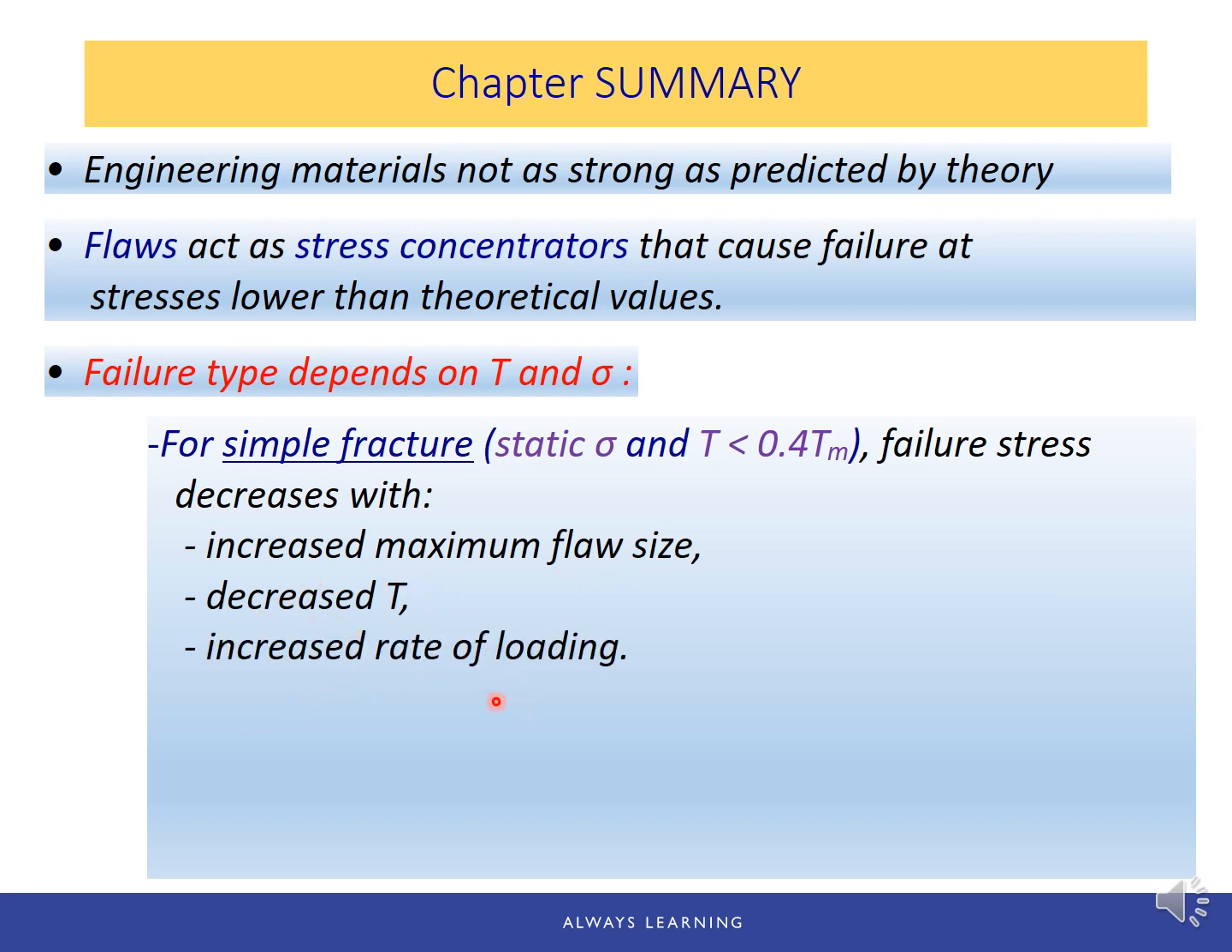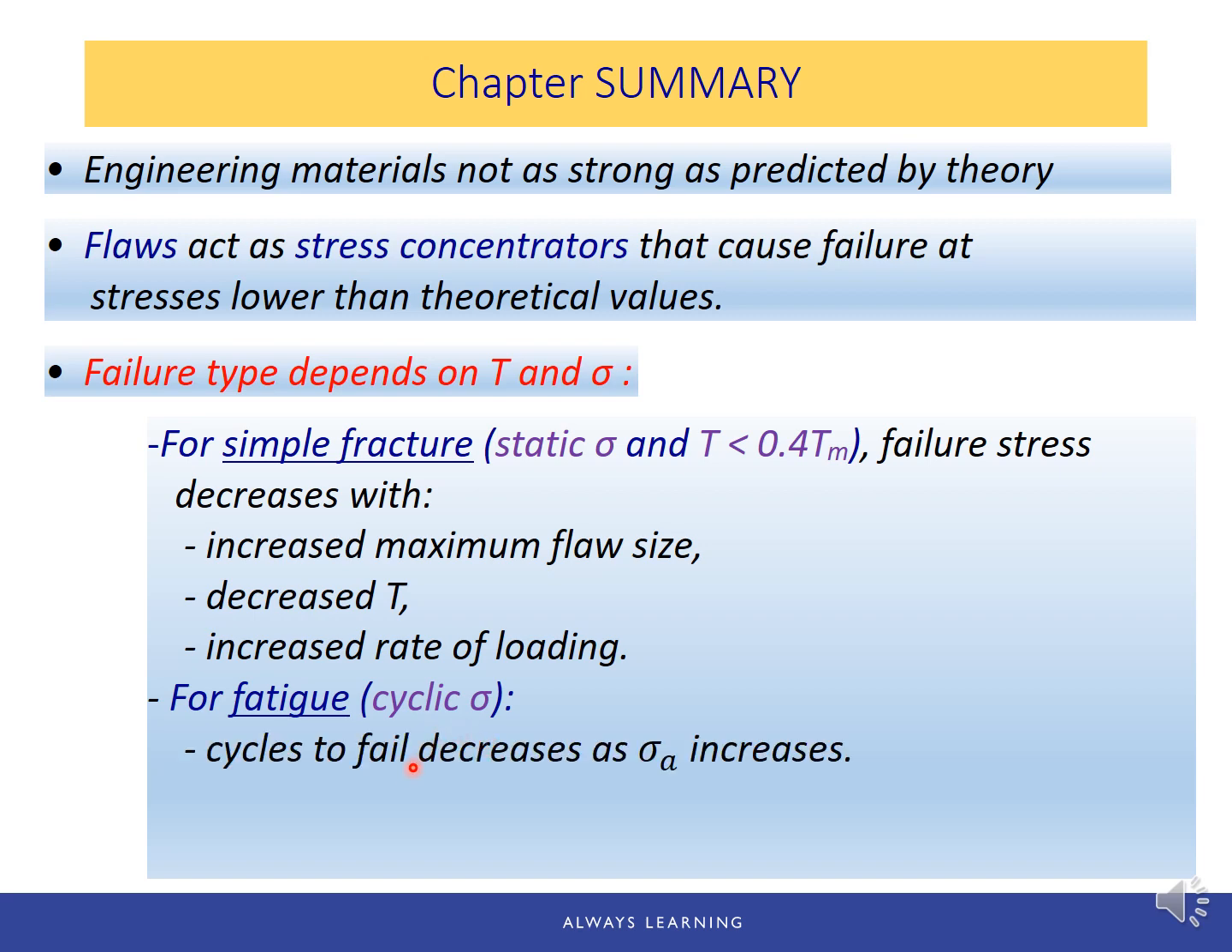The second failure type is fatigue. Fatigue is caused by cyclic loading or cyclic stress. So we have different types of cyclic stresses. One is reversed and one is repeated. And there's also another one, which is random. But we will focus on the reversed stress cycle and the repeated stress cycle. So the fatigue life decreases when the stress amplitude increases. And also the mean stress will affect the fatigue life as well.